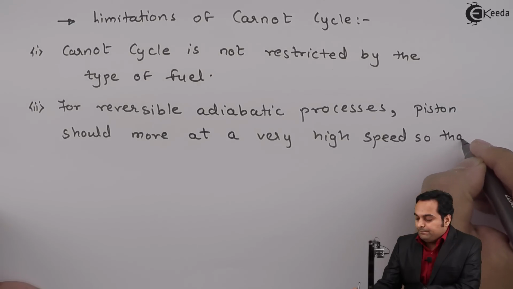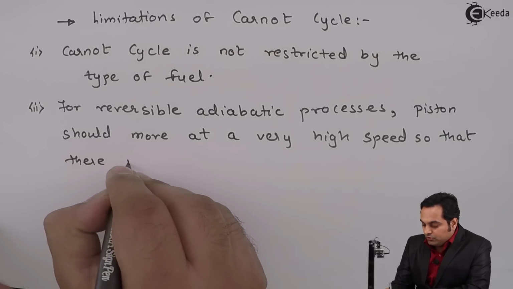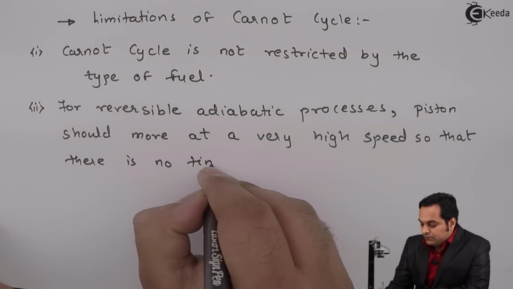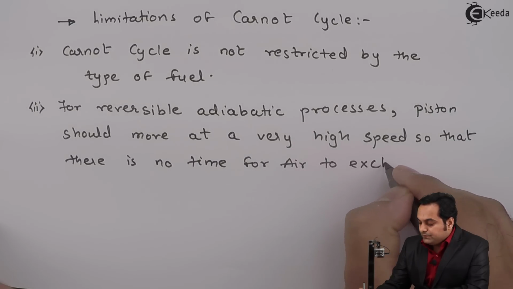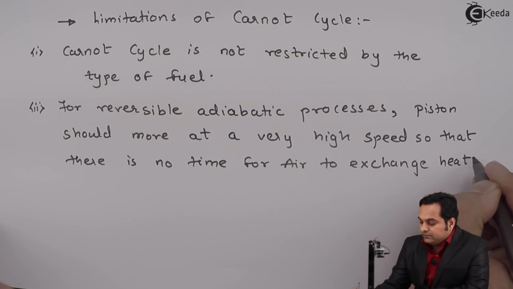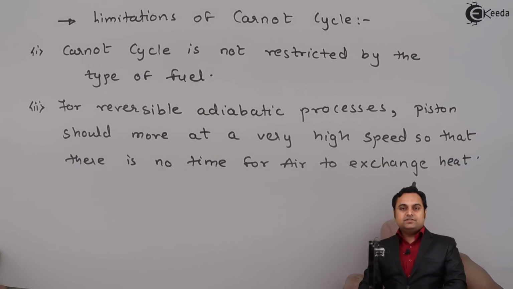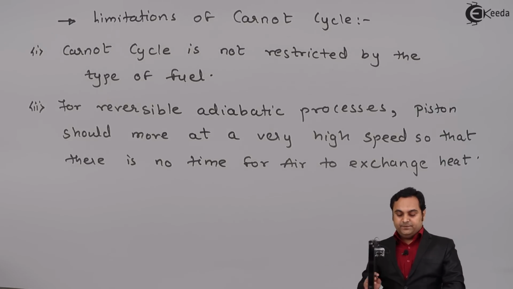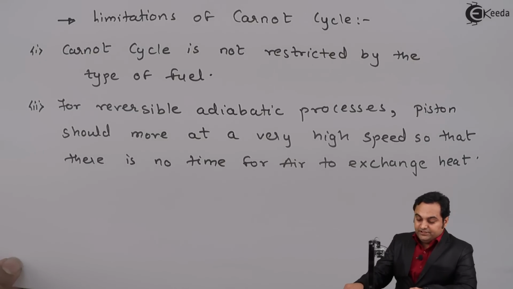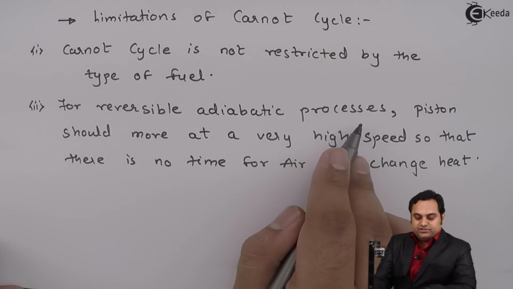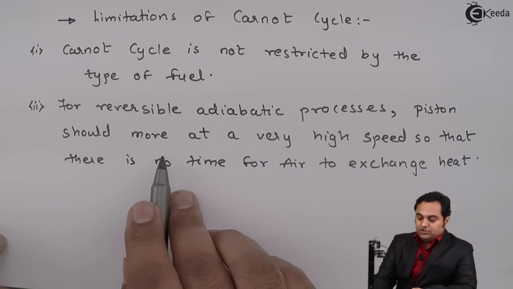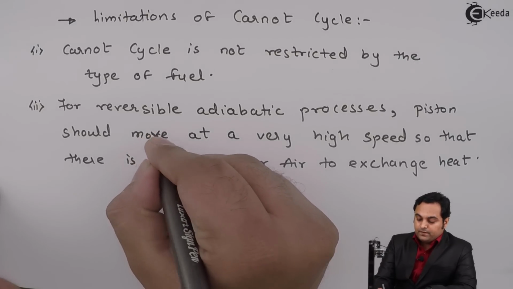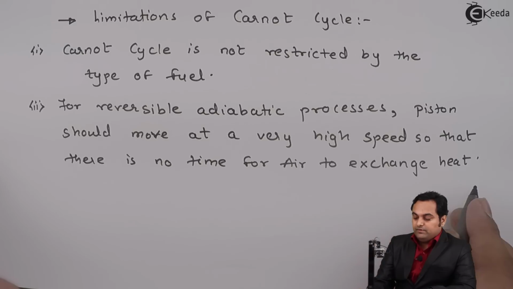so that there is no time for air to exchange heat, so that the heat transfer is 0. The piston should move at a very high speed. As I have written, for the reversible adiabatic processes, that is both reversible adiabatic compression and reversible adiabatic expansion, the piston should move at a very high speed so that there is no time for the air to exchange heat with the surroundings.